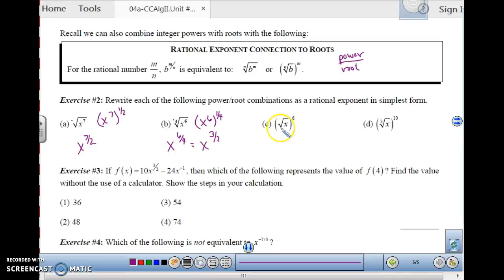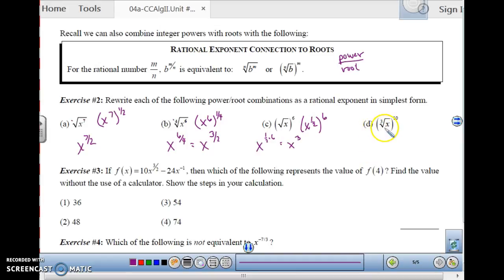Okay, now what if we had the square root of x raised to the 6th power? Well, let's rewrite this as a fractional exponent. The square root of x is x to the 1/2 to the 6th power. Power to power means you multiply the exponents. 1/2 times 6, which is 3. So it's going to be x cubed.